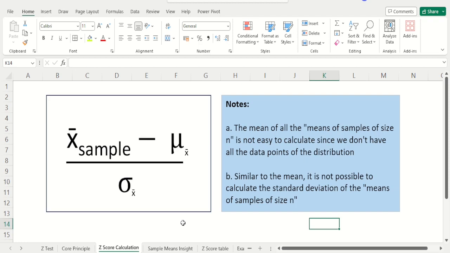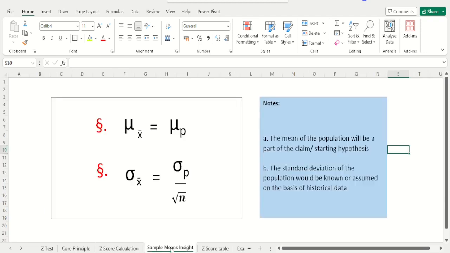Okay, so having said that, remember that the way out of this problem is, if you recall the property of the means of samples, the mean of means of samples is equal to the mean of the entire population. I think we did cover it in the last video as well. And then the standard deviation of the mean of samples is nothing but the standard deviation of the entire population divided by the square root of the size of the sample.